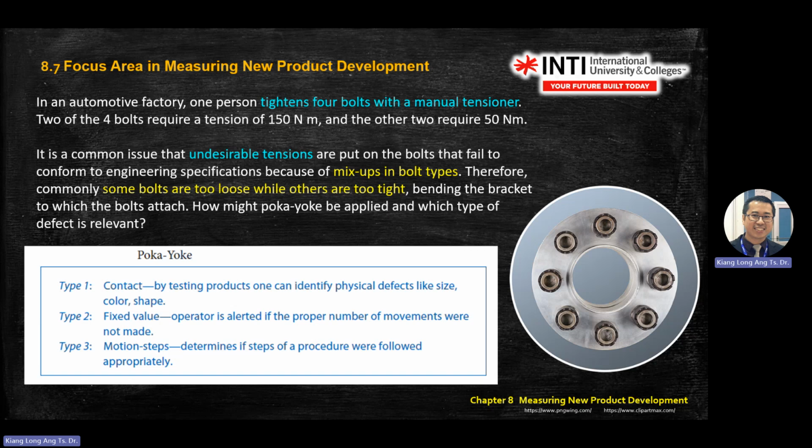so fixed value means you can alert the operator with a fixed number of movement. Like you push in 6 times. For example, some elevator. You press 3 times, you can cancel the thing. Do you understand? Do you know that?